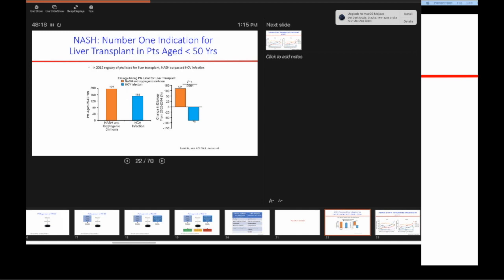It's a little older slide now. Probably the last time I'll show it. This is one of my co-fellows. She did this study and looked at the 2015 registry for liver transplant patients.